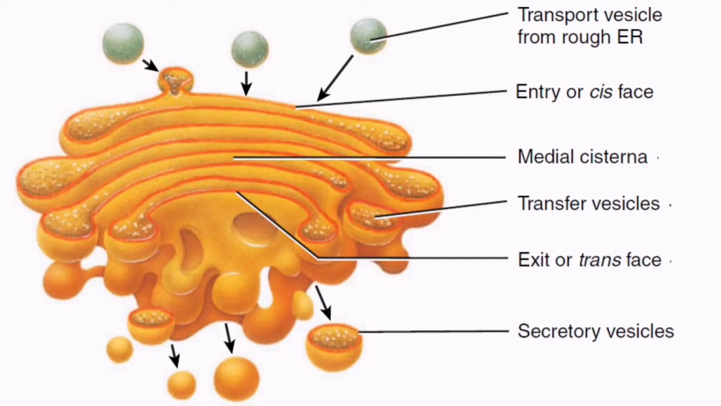These sacs, otherwise these cisternae, are divided into three portions. First, the entry phase, otherwise the cis phase. Second, the medial cisternae, and third, the exit phase, otherwise the trans phase. Next, the Golgi complex is mainly used for transport of proteins.